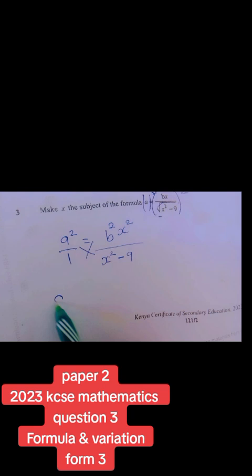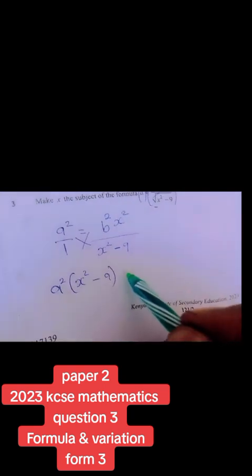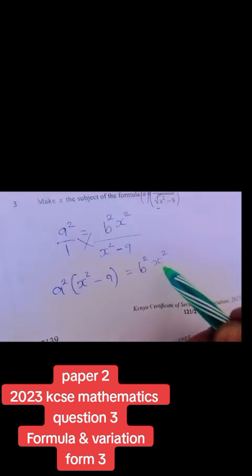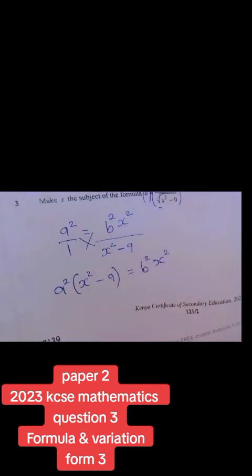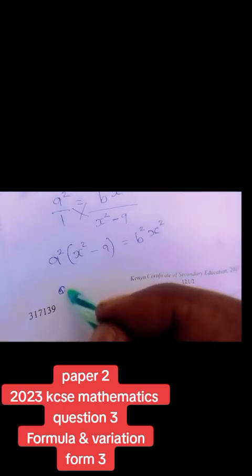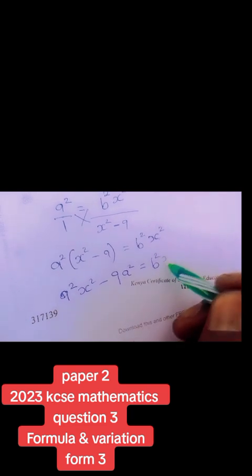Now I can cross multiply my equation. So I have a squared will go with x squared minus 9 is equal to b squared x squared, because 1 times any number is that number. If I open the bracket, I'll have a squared x squared minus 9a squared is equal to b squared x squared.